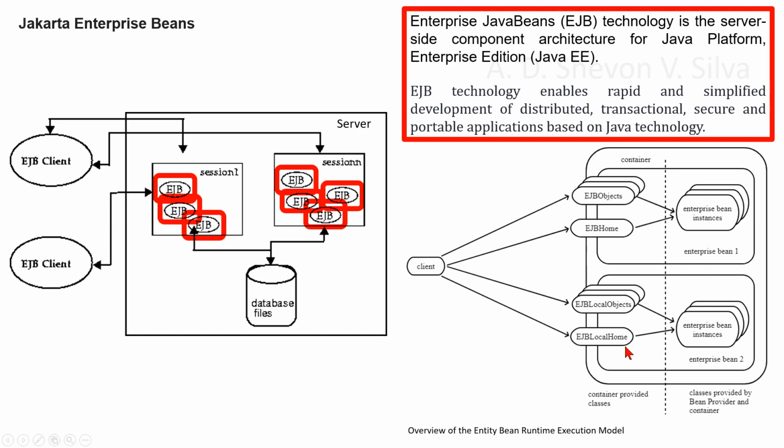The interface EJBLocalHome. The EJBLocalHome interface must be extended by all enterprise beans' local home interfaces. An enterprise bean's local home interface defines the methods that allow local clients to create, find, and remove enterprise bean objects. Here you can see a client is connected to EJB object and EJB home.